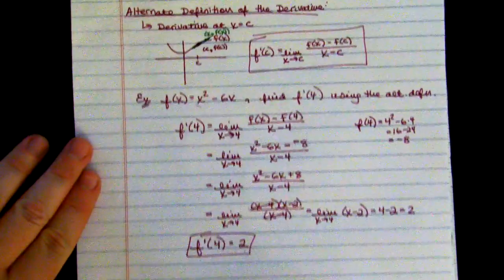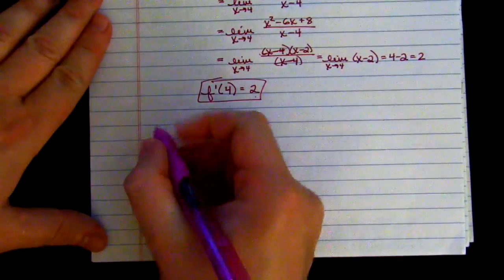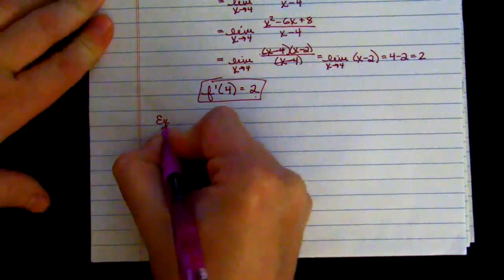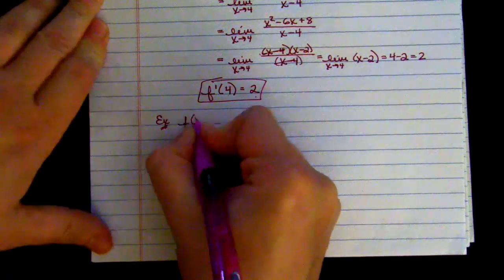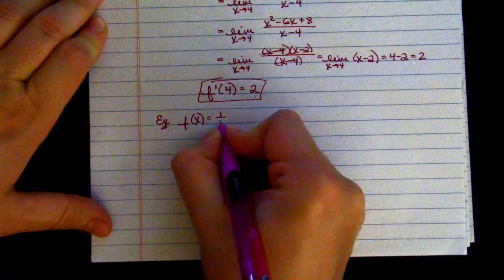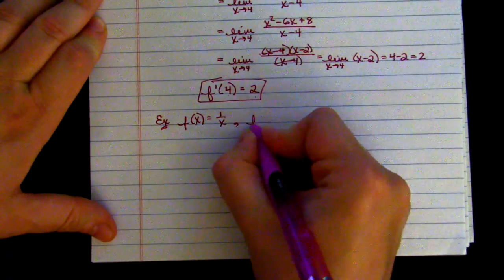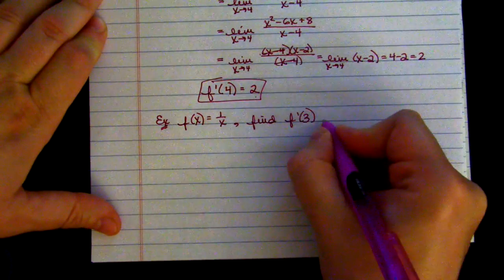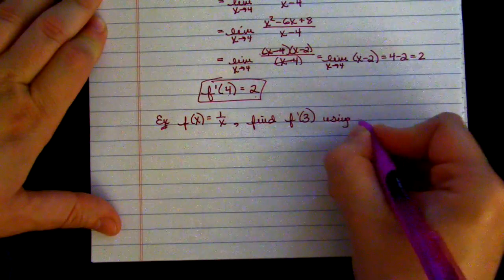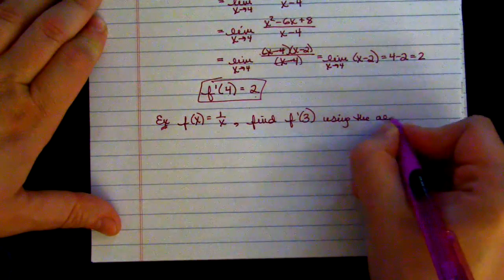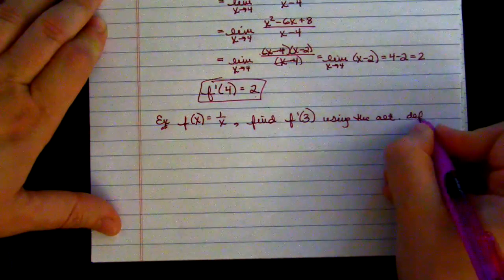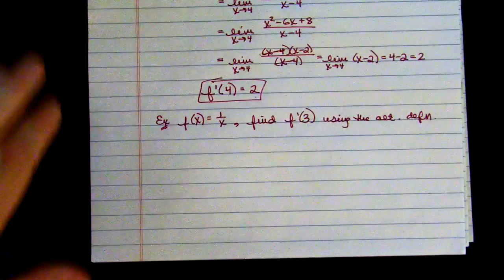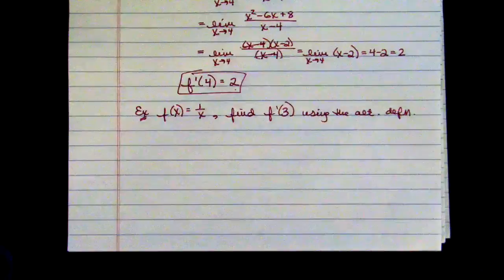Okay, well, let's try another one. Let's say that f of x equals 1 over x. Let's find f prime of 3 using the alternate definition. f of x equals 1 over x. We're going to find f prime of 3 using the alternate definition.